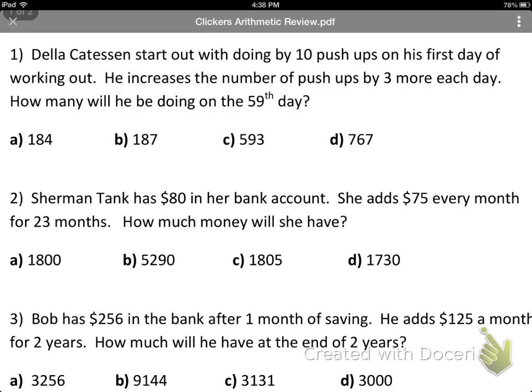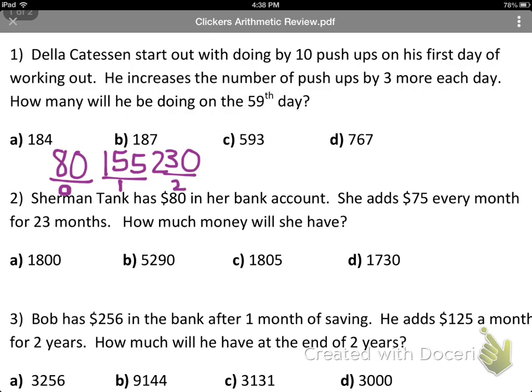This next one, Sherman Tank has $80 in her bank account. She's going to add $75 every month for 23 months. So again, right now in her bank account, 0 months have gone by and she's got $80. So if you wanted to put 80, that's actually your 0 number because 0 months go by. After 1 month, she's added $75 into her account. So now she's got $155 and so on. So now she adds another $75 to her account, which would be $230. And then the pattern is going to continue.